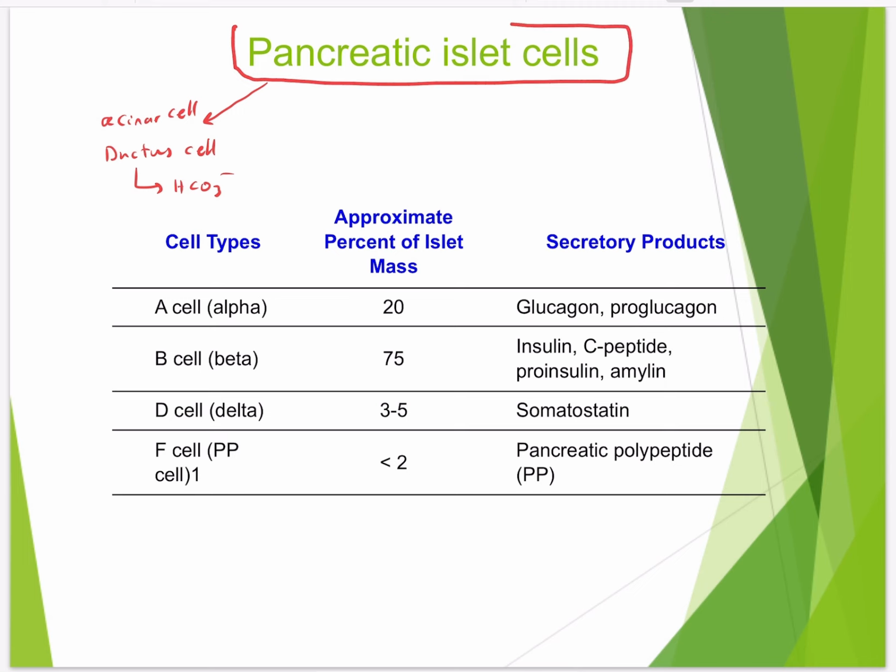But in the pancreatic islet cells, which make up around 5% of the mass of the pancreas, there are 4 types of cells. Alpha cells, which produce glucagon and proglucagon. Proglucagon is the precursor of glucagon, which helps to increase the glucose level of the blood.